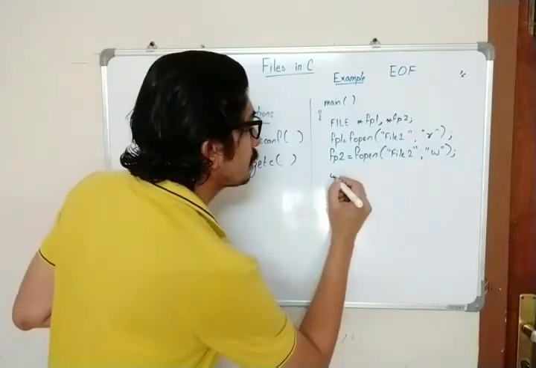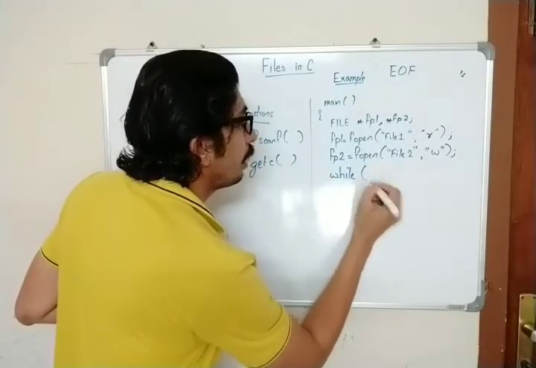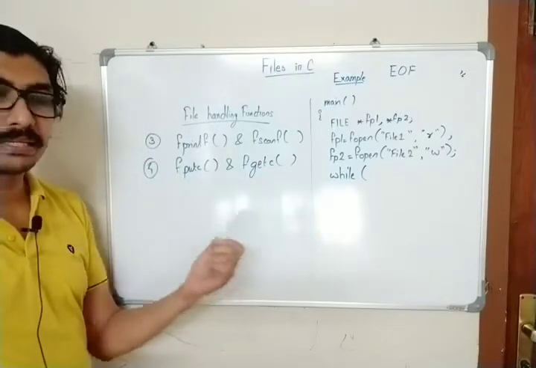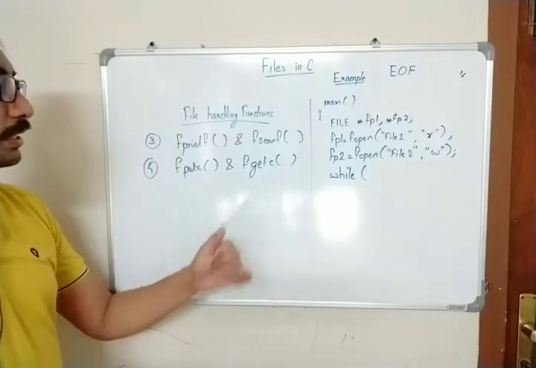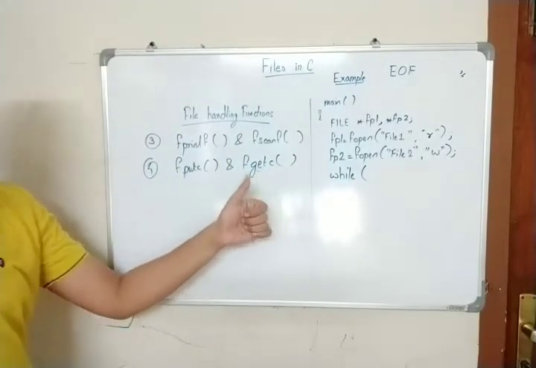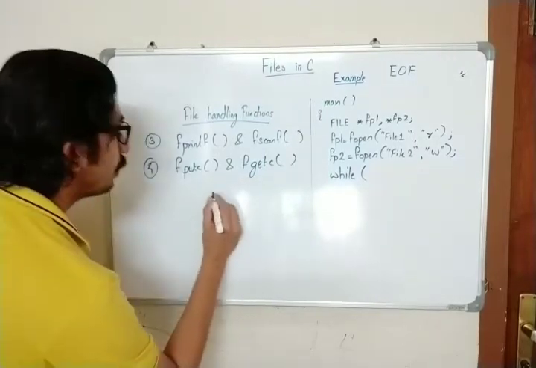So there is a looping structure. I will say while, and here we are going to read character by character, and for reading character by character we have the function fgetc. We will see the syntax of that.